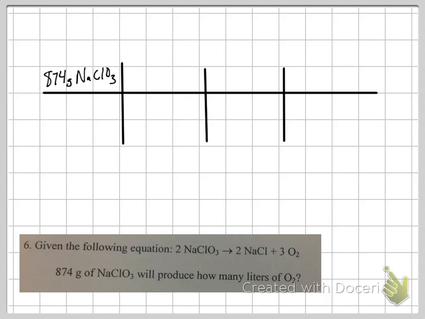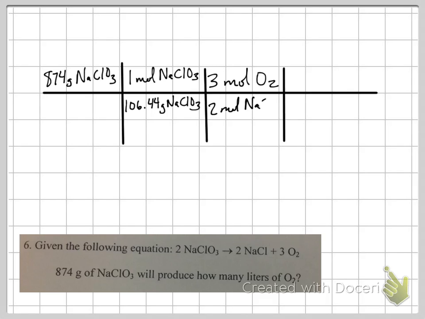Next step, just like I did before, I need to convert it into moles. So I need to know my molar mass for this. So we know 1 mole of sodium chlorate, if you're taking the time to find it in your calculator, should have a mass of 106.44 grams. Now, at the end of this step, this leaves me in moles. Now I got to transfer that to my moles of oxygen because that's what I want.